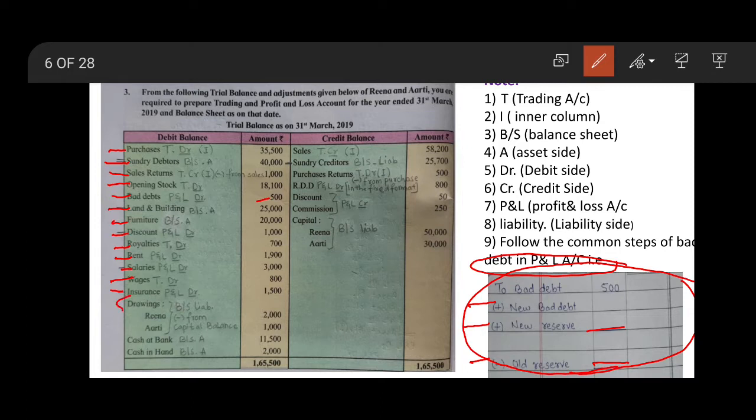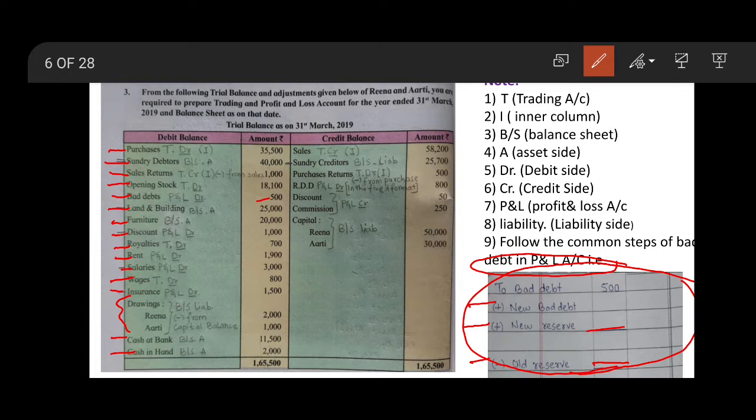Next is drawing. Drawing goes to balance sheet liability side and it is deducted from capital balance. I'll show you when I show you the real format. So remember, just balance sheet liability side, and the drawings are deducted from the capital balances of each partner. The next is cash at bank, balance sheet asset side, cash in hand, balance sheet asset side.